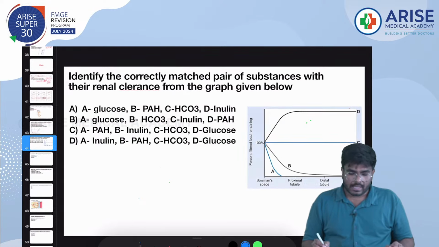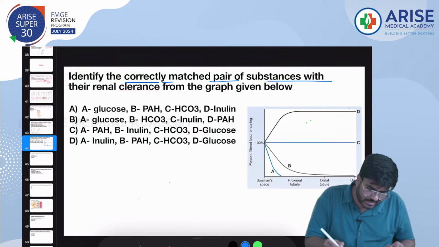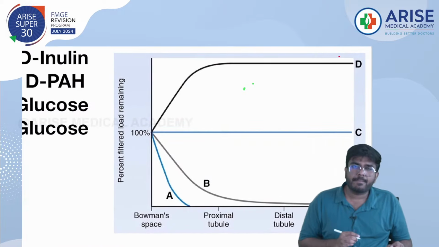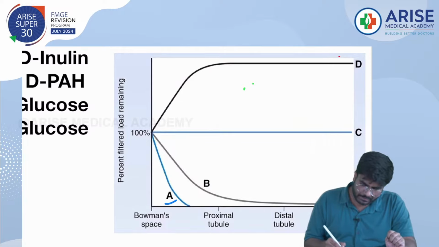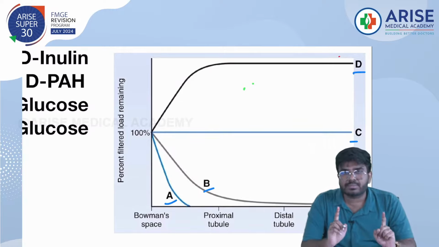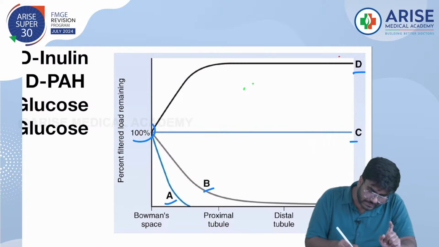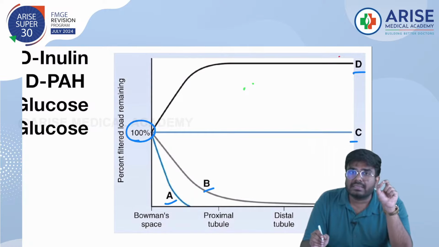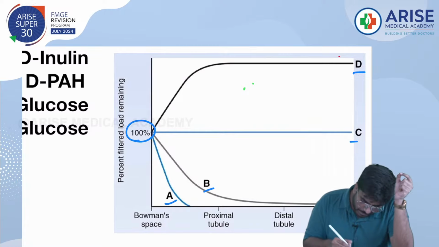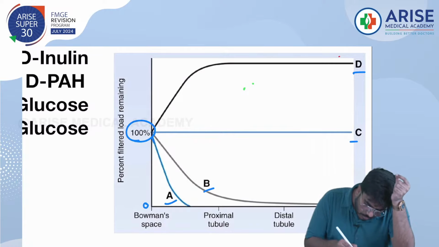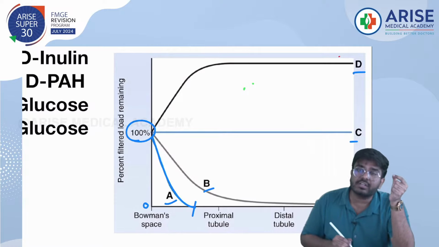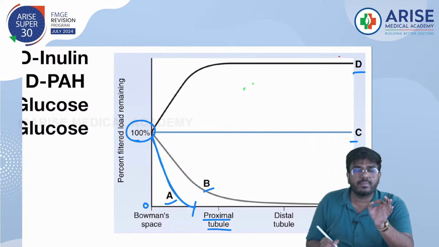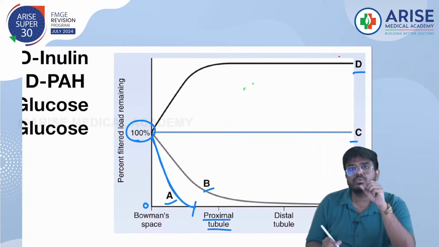Next, identify the correct matched pair of substances with their renal clearance. Very, very important. Look here. Actually there are 4 substances: A, B, C, and D. Substance A is 100% filtered into Bowman's capsule, but this substance A is becoming 0, from 100 to 0, within the proximal convoluted tubule itself. In the beginning of the proximal convoluted tubule itself, the substance concentration is becoming 0. What is that substance? Glucose.